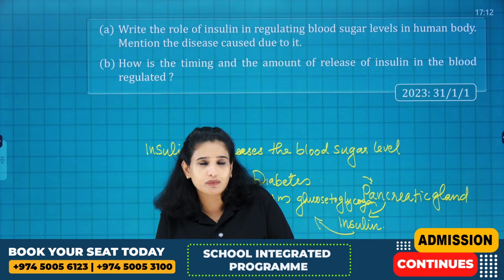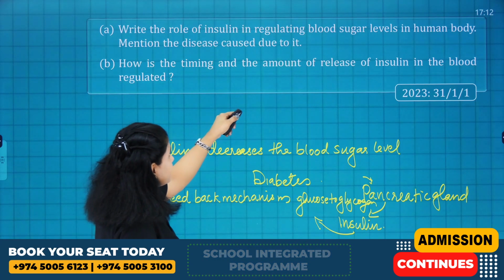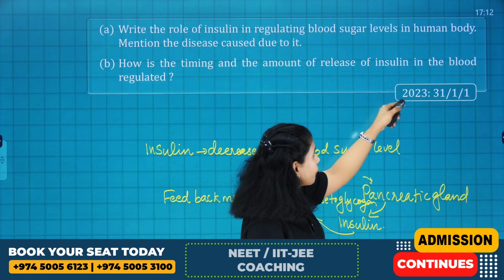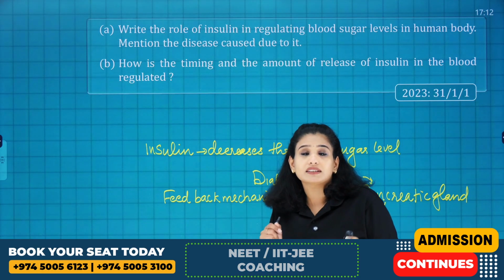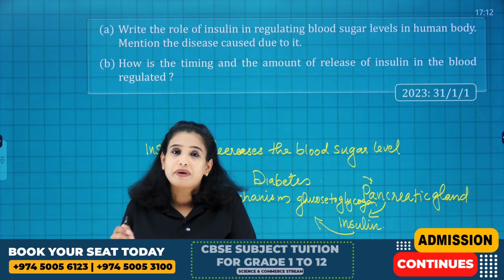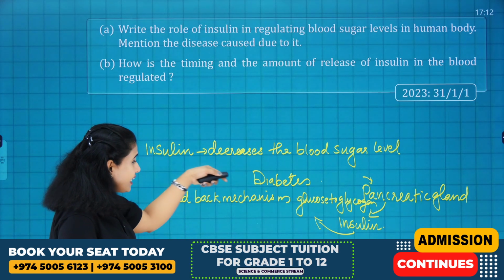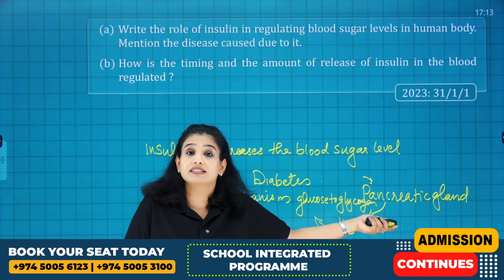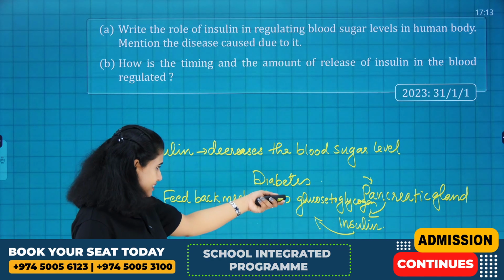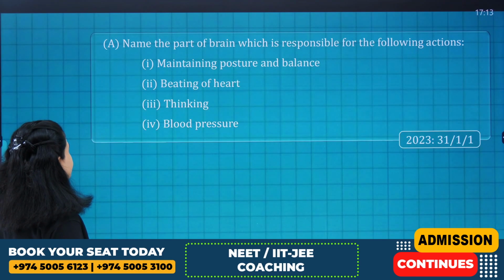So understood what is feedback mechanism? See, the timing and the amount of release of insulin in the blood is regulated by the process called a feedback mechanism. This is what we call feedback mechanism. They ask you to explain with the help of an example. You can write this example. Let's see the next question.